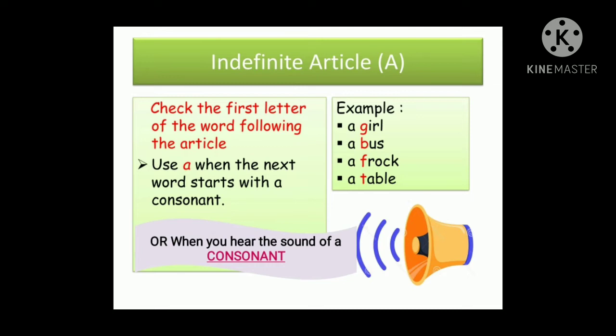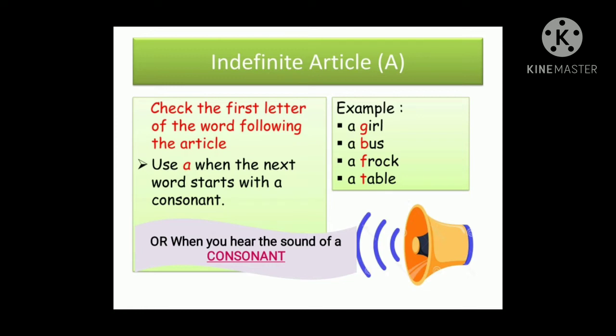Okay, so let's see the example. Girl: when we say girl, it is G, and G is a consonant. That's why we have written a in front of girl. Bus: it is B. B is a consonant, and that's why we have written a. Frock: when we say frock, the first sound you hear is F, and F is a consonant. That's why we have written a. Table: it is T, and T is a consonant. That's why we have written a.